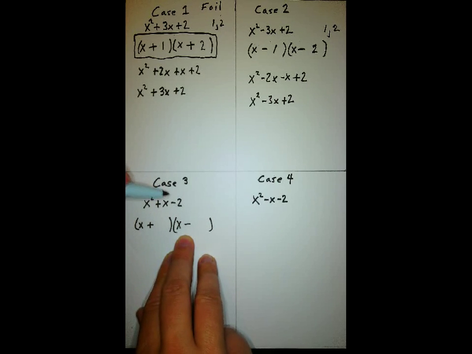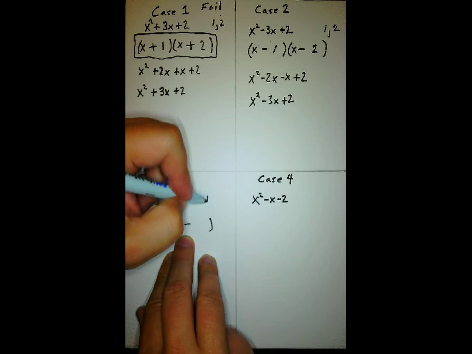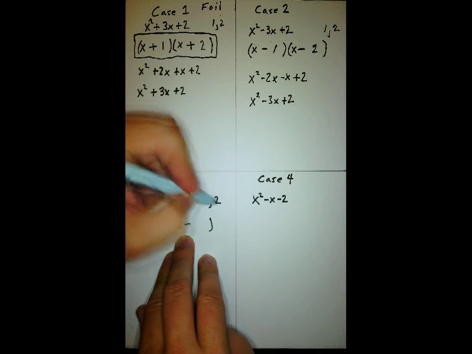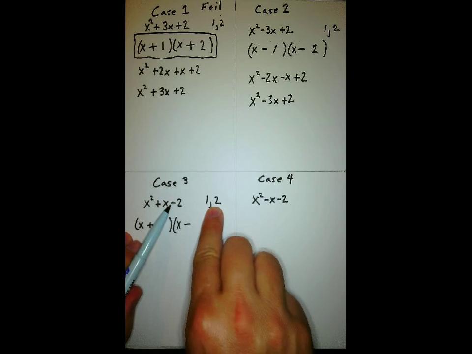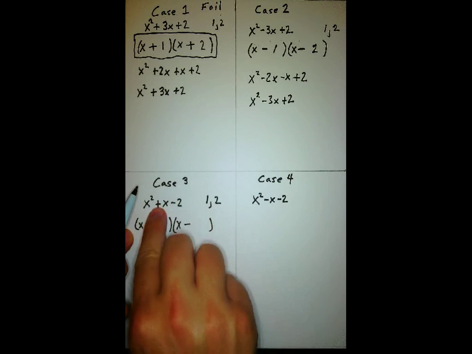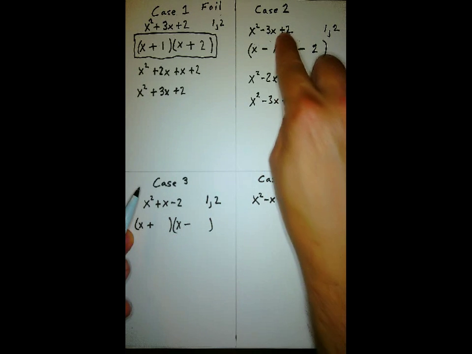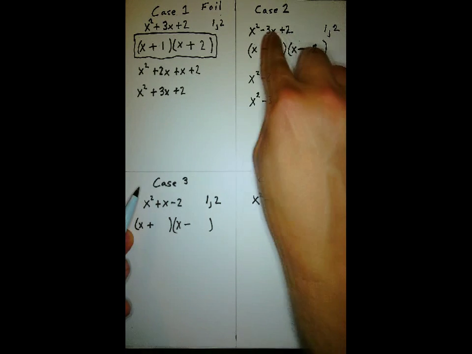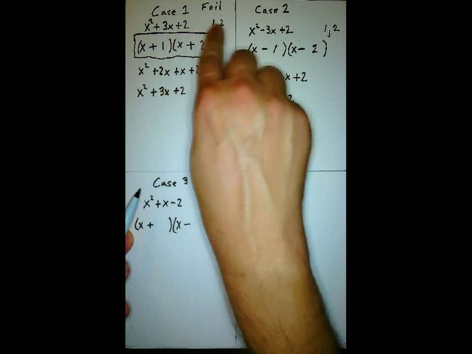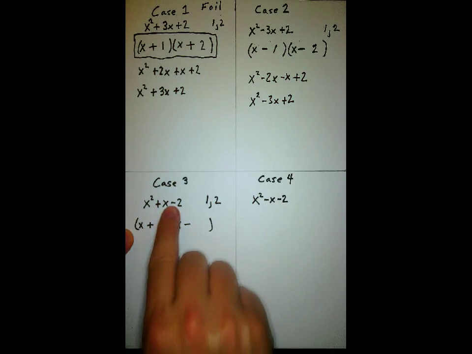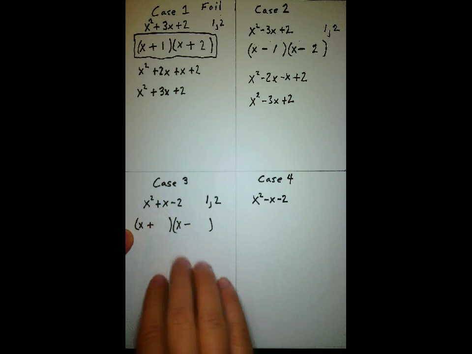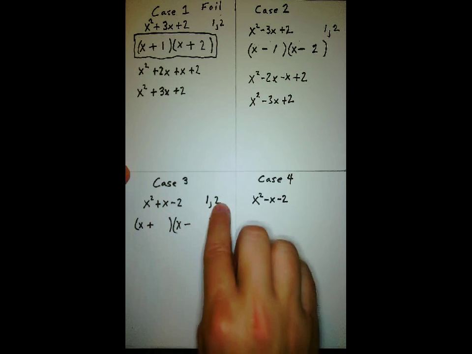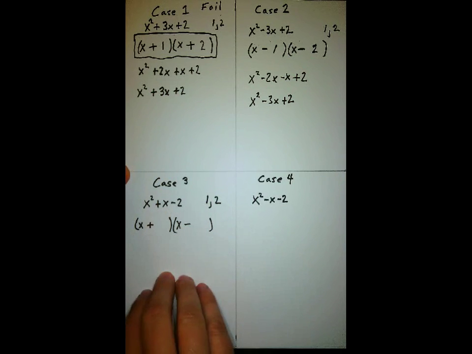I need two numbers that when I multiply give me 2. We already see where this is going, right? 1 times 2 gives me 2. Now, since this is a minus, I need to subtract these numbers and get my 1. Up here, this was a plus, so we added these numbers to get 3. It's a plus, we add these numbers to get 3. Down here, since this is a minus, we're going to subtract these two numbers to get our middle term. So 2 minus 1 gives me 1.